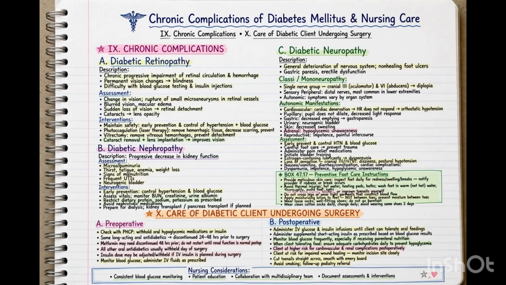C. Diabetic neuropathy. This affects the nerves. It is the most common chronic complication. Types: sensory, numbness in feet; autonomic, gastroparesis, impotence, orthostatic hypotension. Mononeuropathy: damage to a single nerve. Because of nerve damage, patients cannot feel injuries. So foot care is very important.